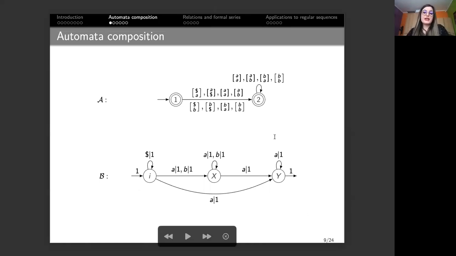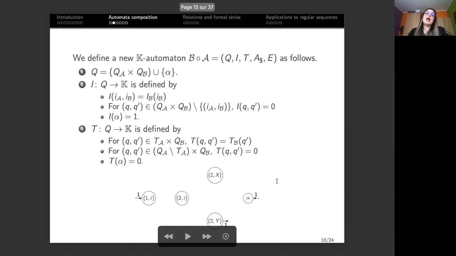Okay, so I will define this composition. Here I wrote again the two automata I want to compose. Note that here I will consider a B such that it is already modified. And the composition will be a type of product. So I will make the product of the states of each automaton, and I will add one more state called alpha. You will see later the role of alpha.